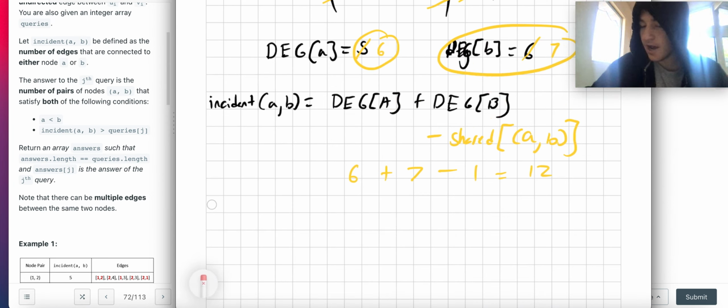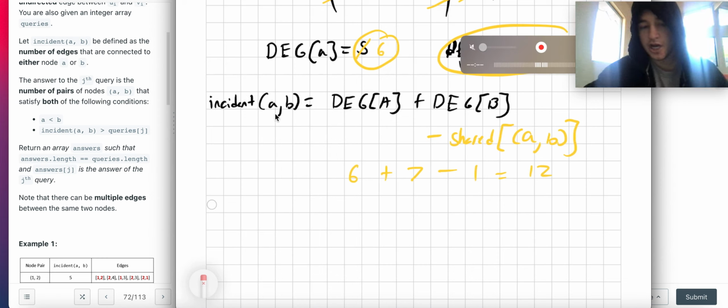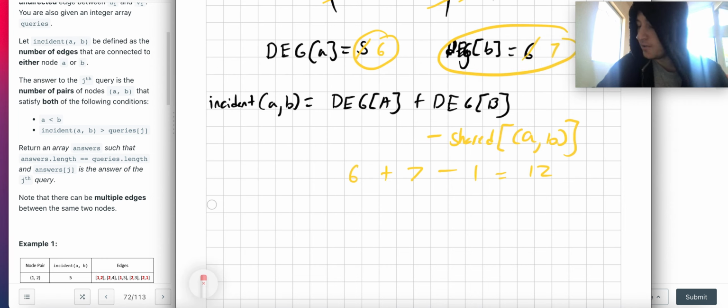In summary, you add the degree of one node in the incident, A, add the degree of the other node in the incident, B, and then subtract out the edges that are shared between them, because you don't want to count them twice. You only want to count the shared edges once. Okay.